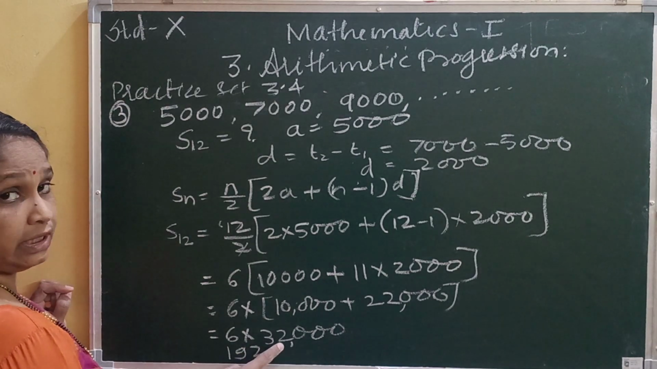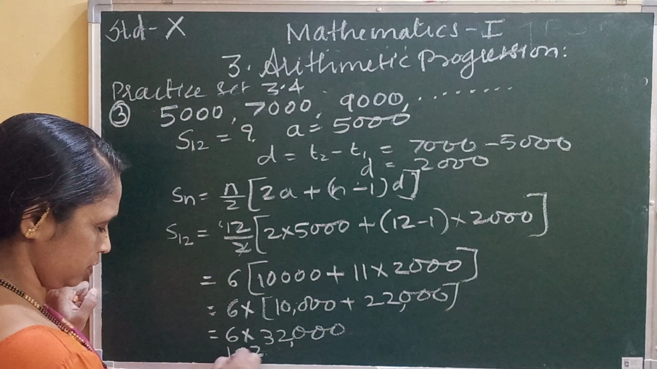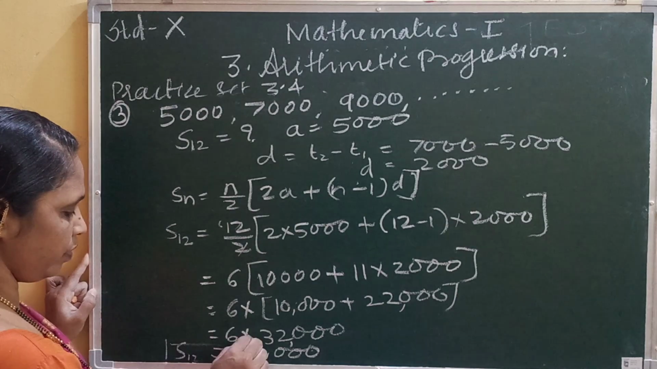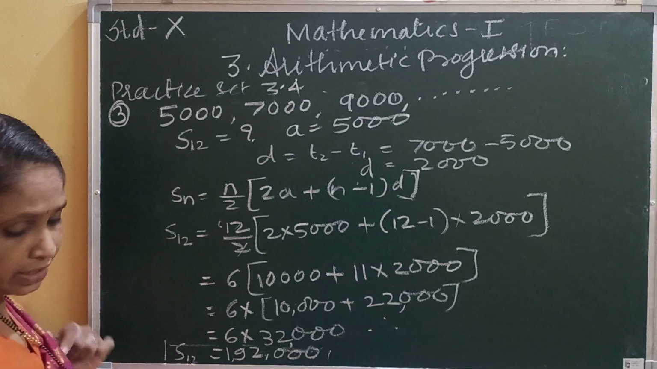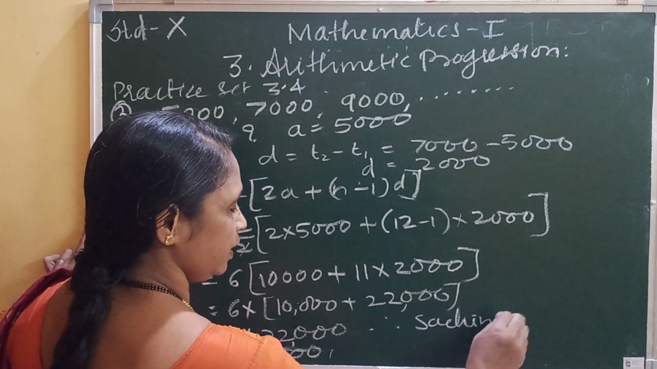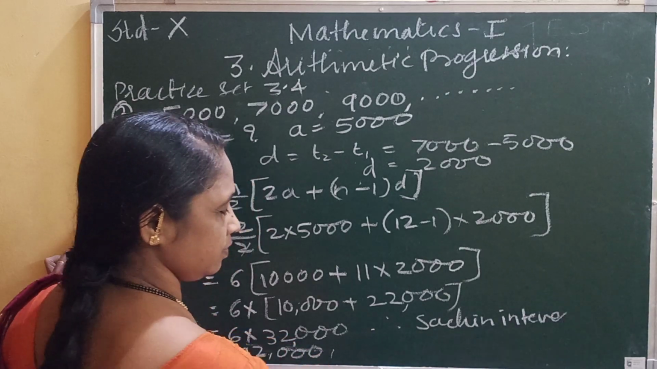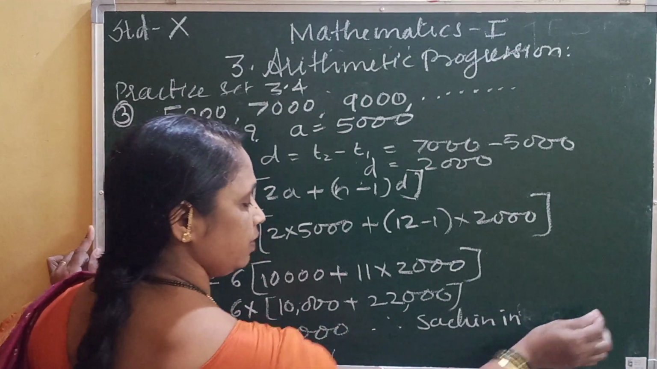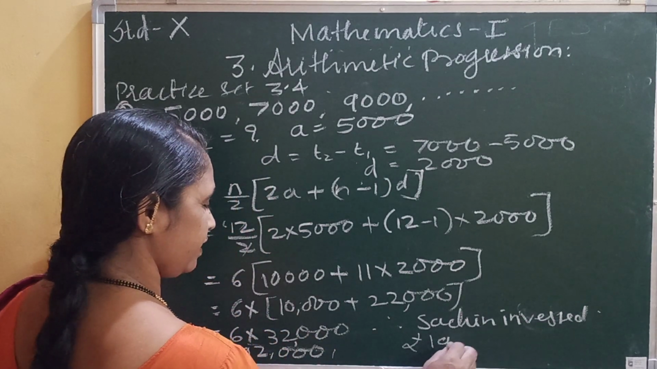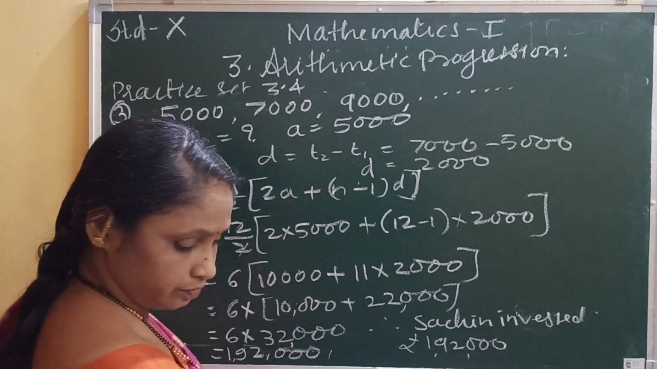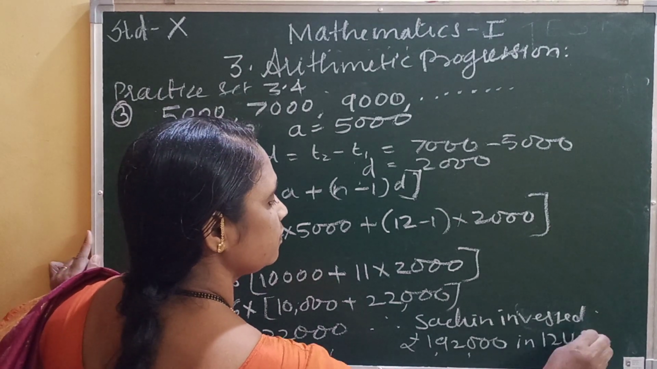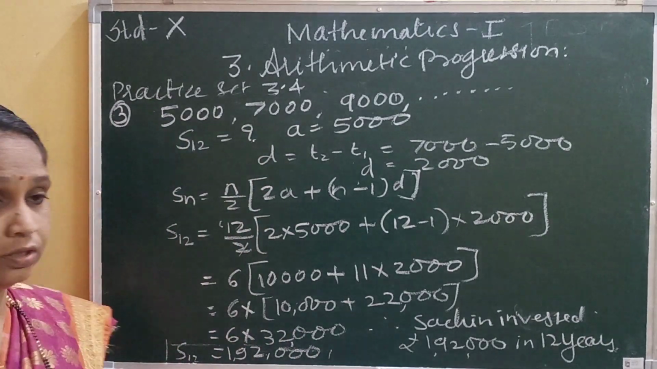6 into 32 is 192 and the zeros, so 1,92,000. S12 is equal to 1,92,000. Therefore Sachin invested rupees 1,92,000 in 12 years. That is how much he invested.